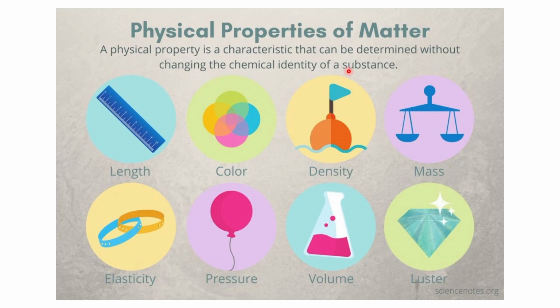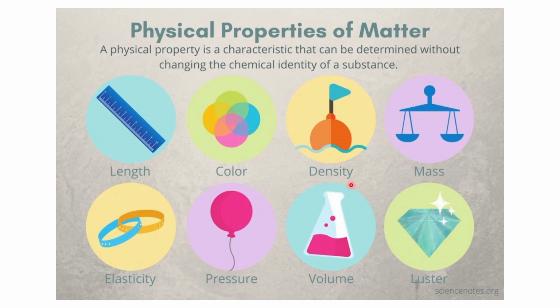Without changing the chemical identity of a substance, whatever we can measure is a physical property. For example, length, color, density, mass, elasticity, pressure, volume, luster. Take an example: if we have a stone with us, we can measure its length, we can see its color and say whether it is black, white, or whatever it is. Or if we know its mass and volume, we can measure its density.